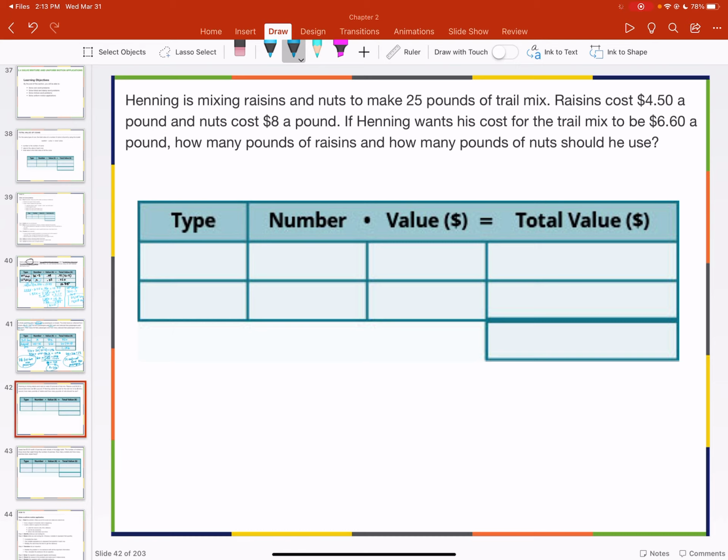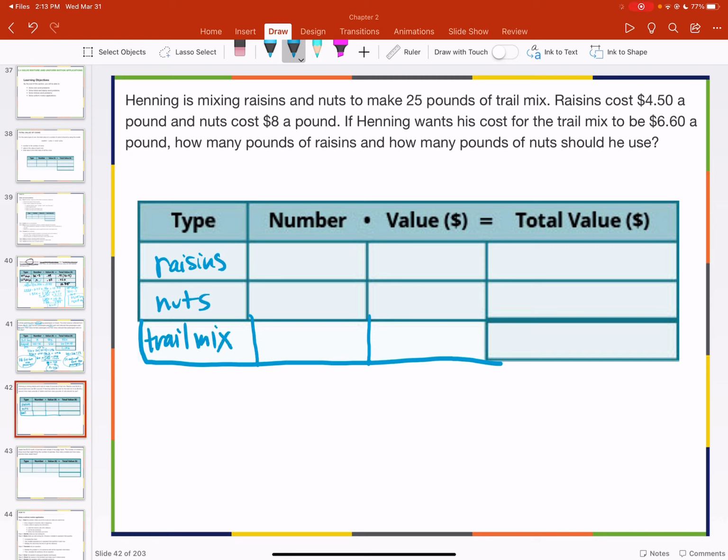Let's do another mixture problem. We have here Henning is mixing raisins and nuts to make 25 pounds of trail mix. Okay, so this one is actually a 3x3. I'll explain why. Because it's a mixture problem, we have a couple of things going on. So raisins, there's nuts, and then together is a trail mix. Okay, together is going to be 25.